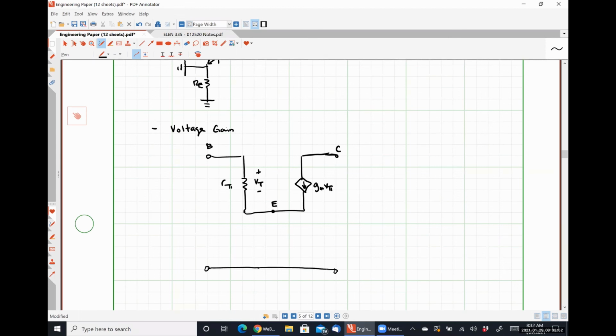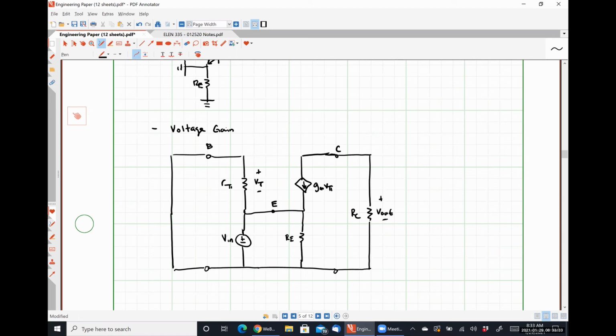All right. So between our emitter and ground, we have that resistance RE. I'm going to tuck it in right here. And we also have our input signal, Vn. Between the base and ground, we have our short circuit, and between the collector and ground, we have our resistance RC, over which we take our output voltage.